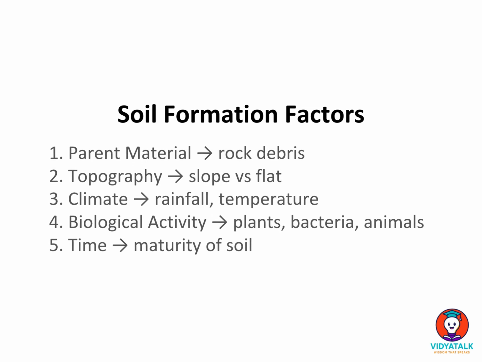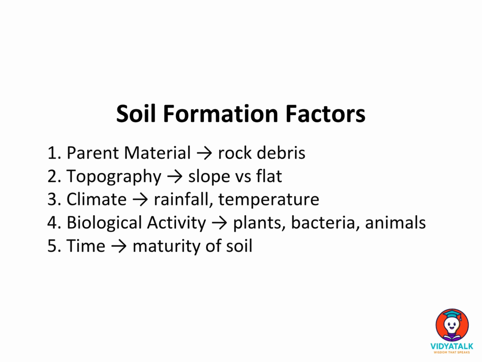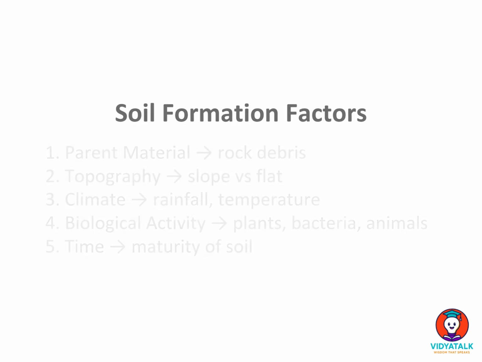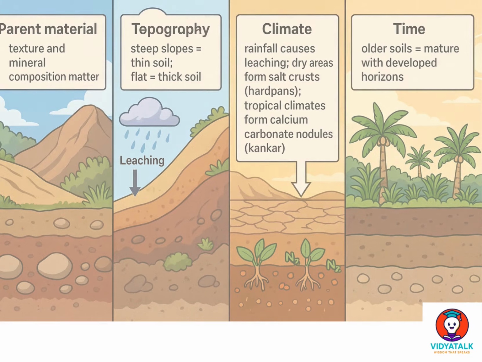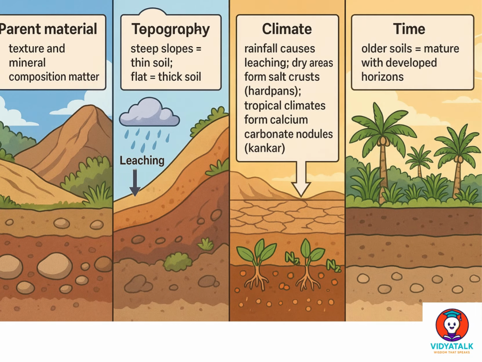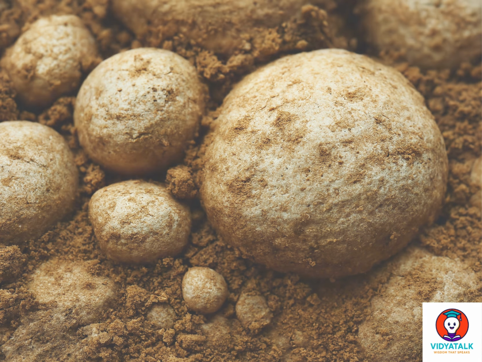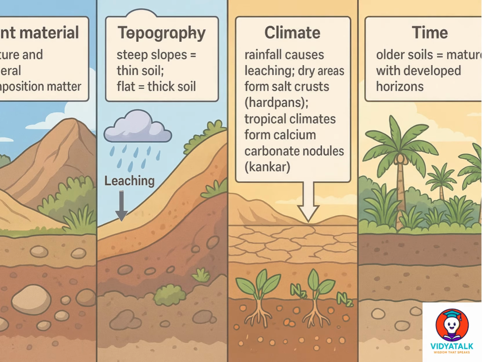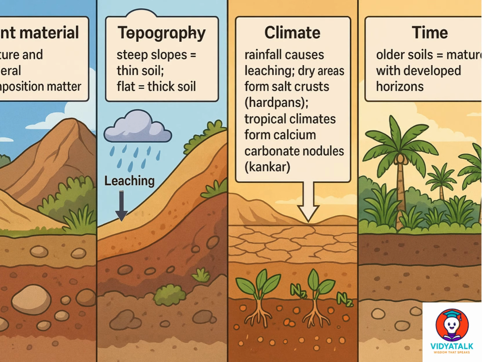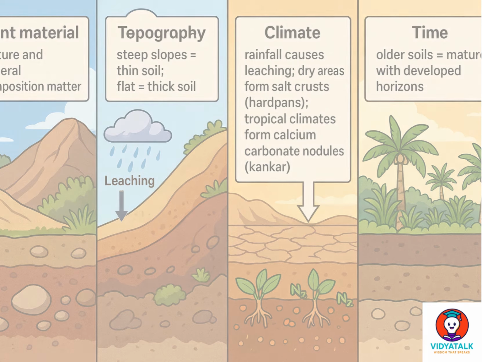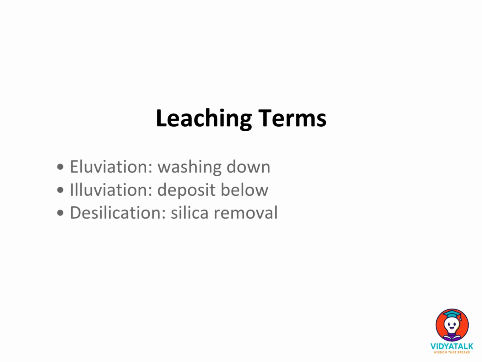Soil formation factors. Parent material: texture and mineral composition matter. Topography: steep slopes, thin soil; flat, thick soil. Climate: rainfall causes leaching. Dry areas form salt crust, that is hardpans. Tropical climates form calcium carbonate nodules, kankar. Biology: plants, humus, nitrogen fixing bacteria enrich soil. Time: older soils mature with developed horizons.